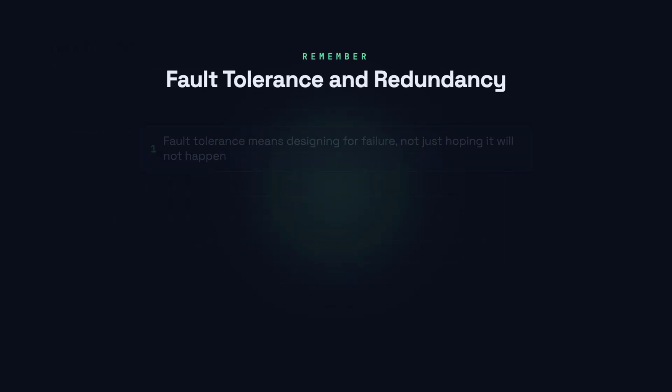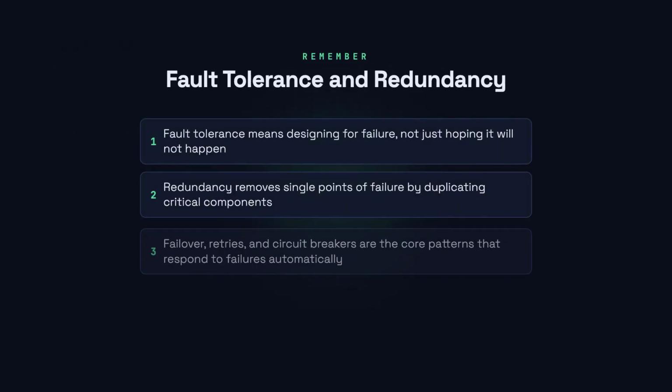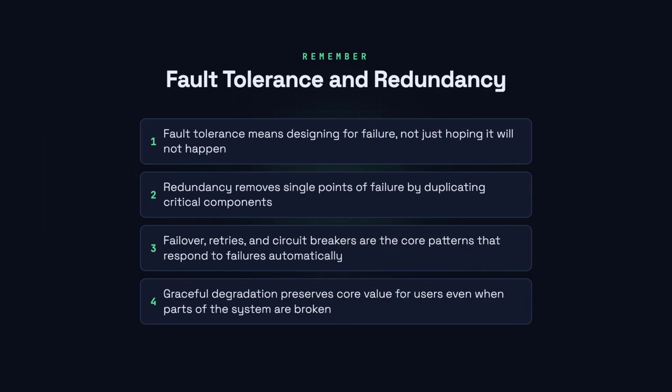The central insight is that failure is not an edge case. It is a certainty at scale. Fault-tolerant architectures accept that premise and design around it from the start. Redundancy removes single points of failure, automatic failover handles the switchover, and graceful degradation ensures that a partial failure never becomes a total one. The result is a system that earns user trust precisely because it keeps running when things go wrong.